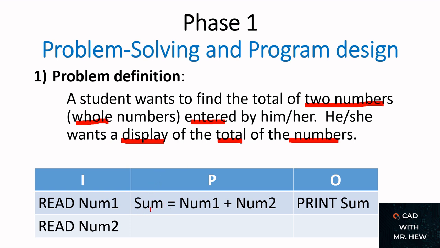And the sum, which is the processing, would be sum will be equal to num1 plus num2. So the input would be num1 for the first number, num2 for the second number, and then the processing, as I said before, sum would be equal to num1 plus num2, which are the variables num1 and num2 over here. And then the output, which is the display that the person wanted, would be the sum here.